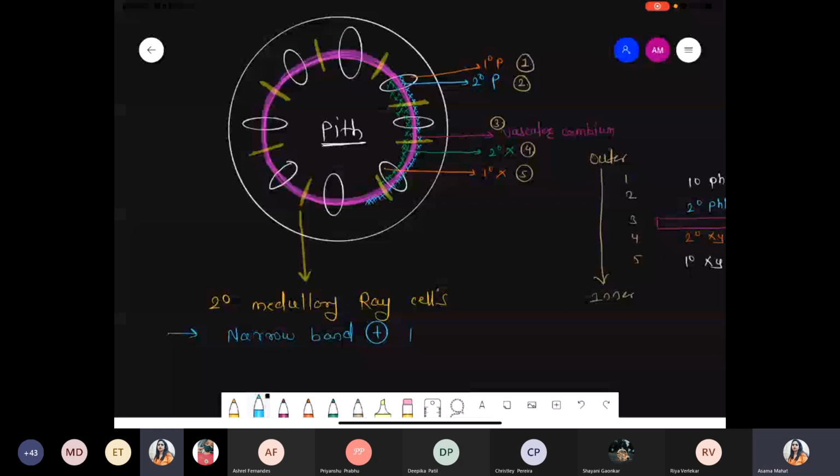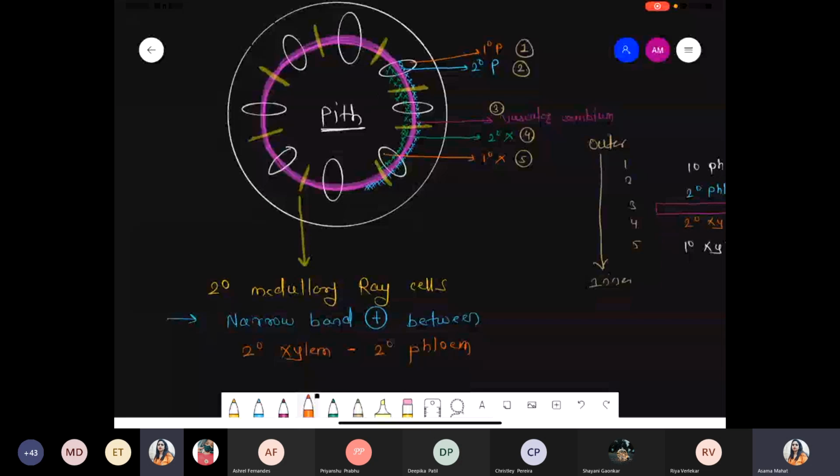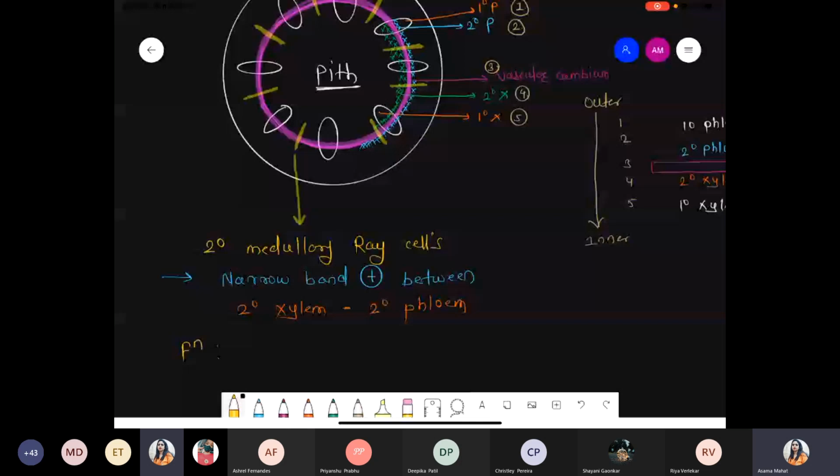Which is present between secondary xylem and secondary phloem. So in the diagram you can see a narrow band, and they just cross the secondary phloem as well as the secondary xylem. Now we are talking about the function. Secondary medullary rays are responsible for transportation. They can transport water, food, as well as gases towards the pith cells.